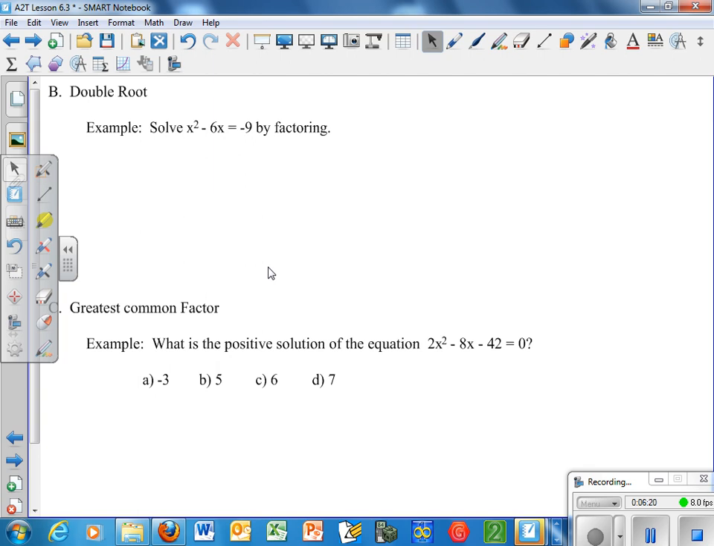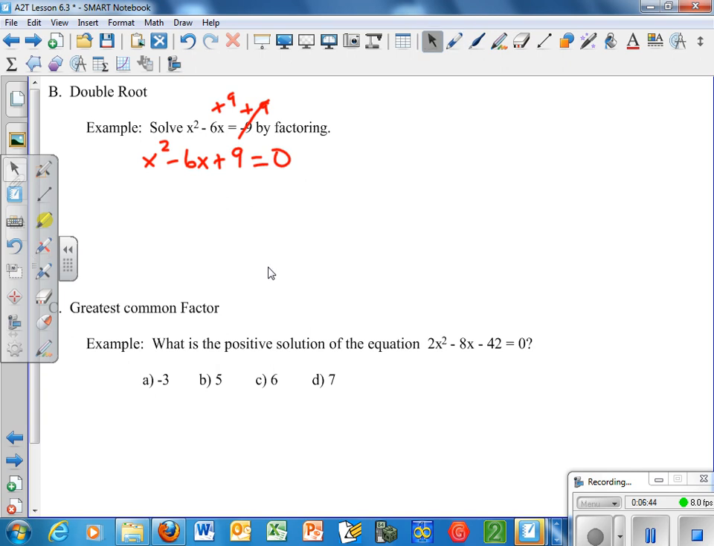Okay, let's look at the next example. We have x squared minus 6x on the left-hand side of the quadratic equation equals negative 9. Notice my x squared term's positive on the left, so I want to leave it there, which means I want to add 9. I'm going to make the right-hand side 0. So I get x squared minus 6x plus 9 equals 0.